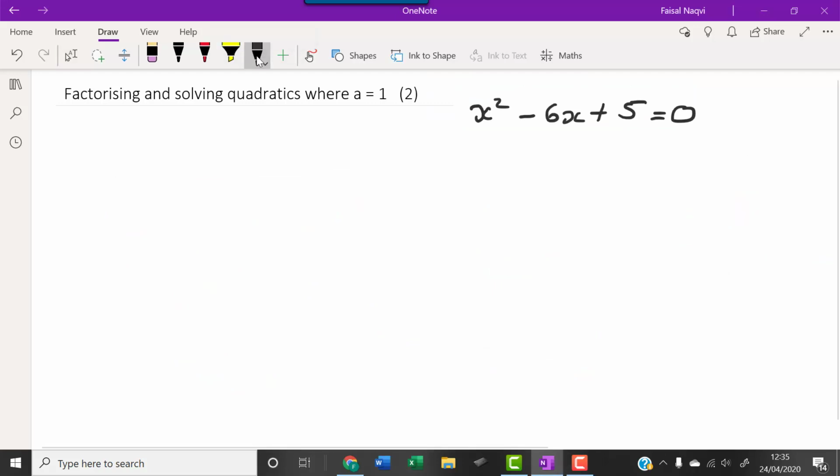Here I've got an example for you to try. First identify if it's a quadratic and then find out if a is 1 and then have a go at the question. Just pause the video and we'll run through it in just a second.